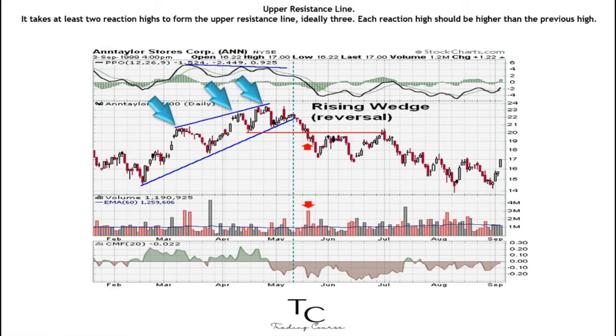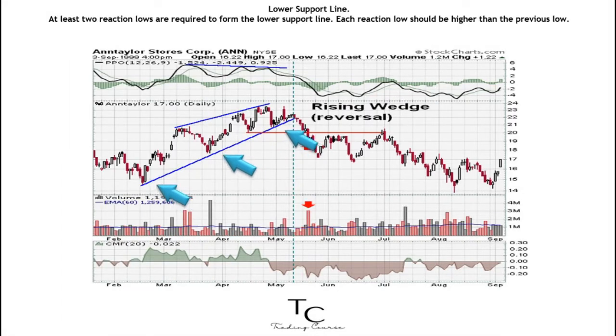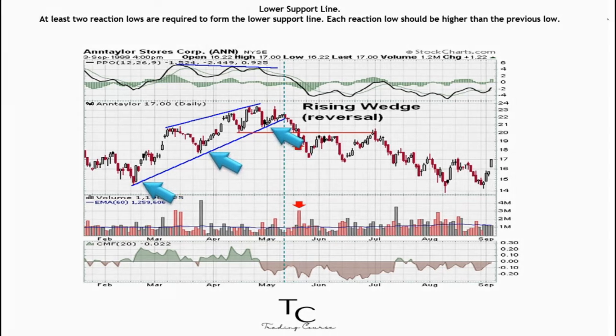Upper resistance line. It takes at least 2 reaction highs to form the upper resistance line, ideally 3. Each reaction high should be higher than the previous high. Lower support line. At least 2 reaction lows are required to form the lower support line. Each reaction low should be higher than the previous low.